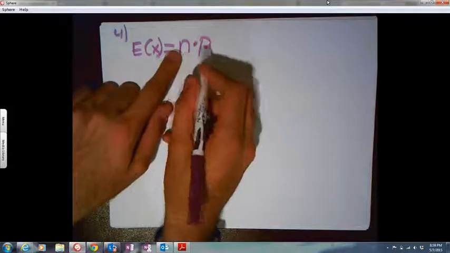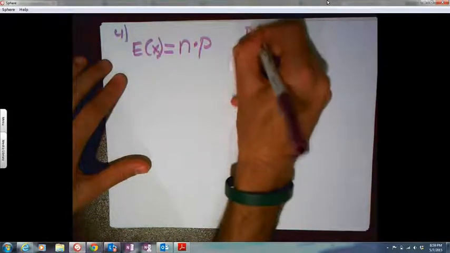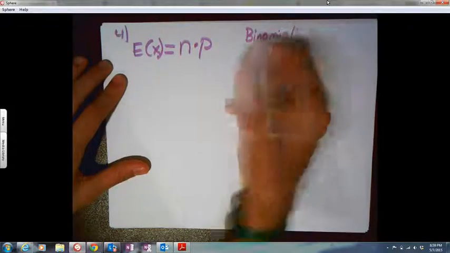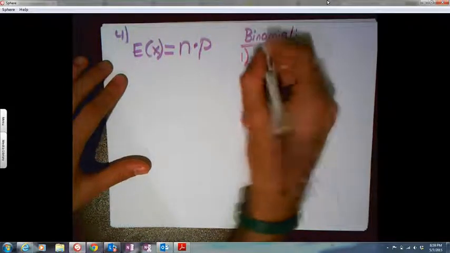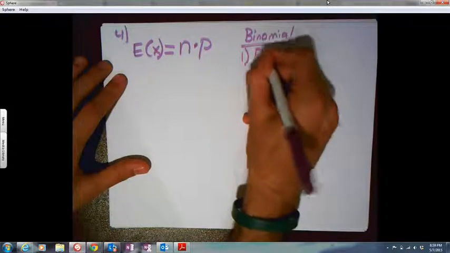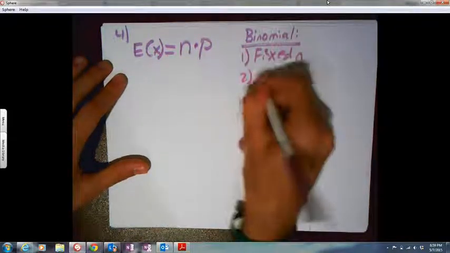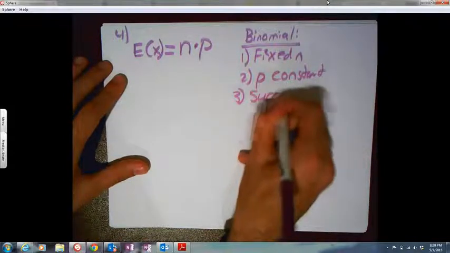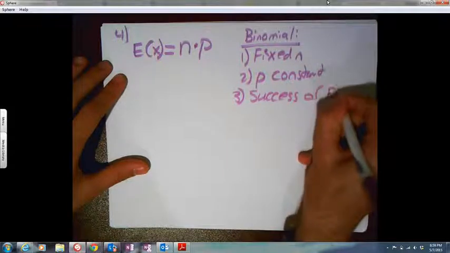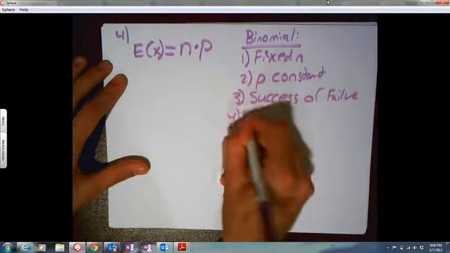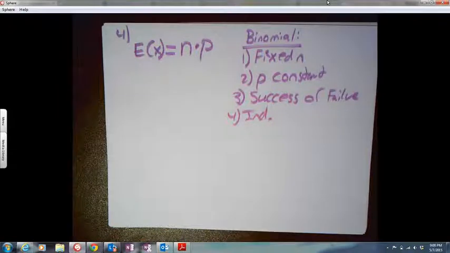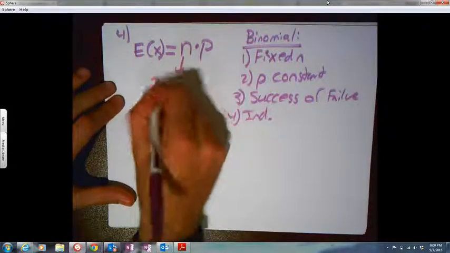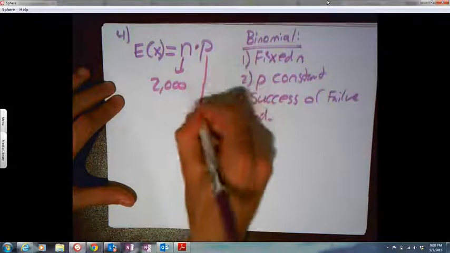Expected value is N times P, so the number I buy times the probability. By the way, this is a binomial situation because remember the 4 conditions: fixed N, P is constant, success or failure, independent. So N in this case is we're picking 2,000 cars. And what is P? That's the probability of car E.